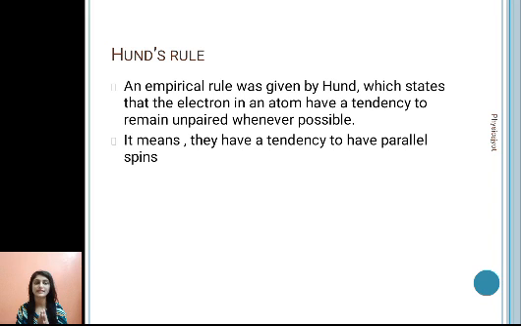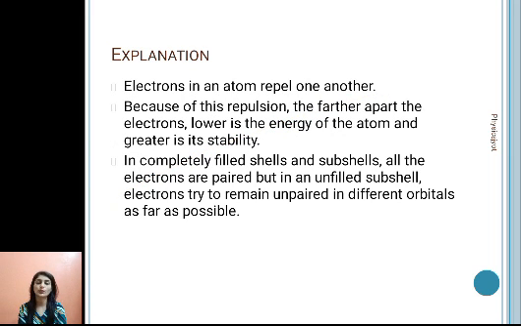It means they have a tendency to have parallel spins, because whenever pairing takes place, one electron has a parallel spin and the other has an anti-parallel spin. So for the p orbitals, where I have 3 orbitals, all the electrons entering the orbitals will have a parallel spin. Now we know that electrons in an atom repel one another, and because of this repulsion, the farther apart the electrons, the lower is the energy of the atom and the greater is its stability.